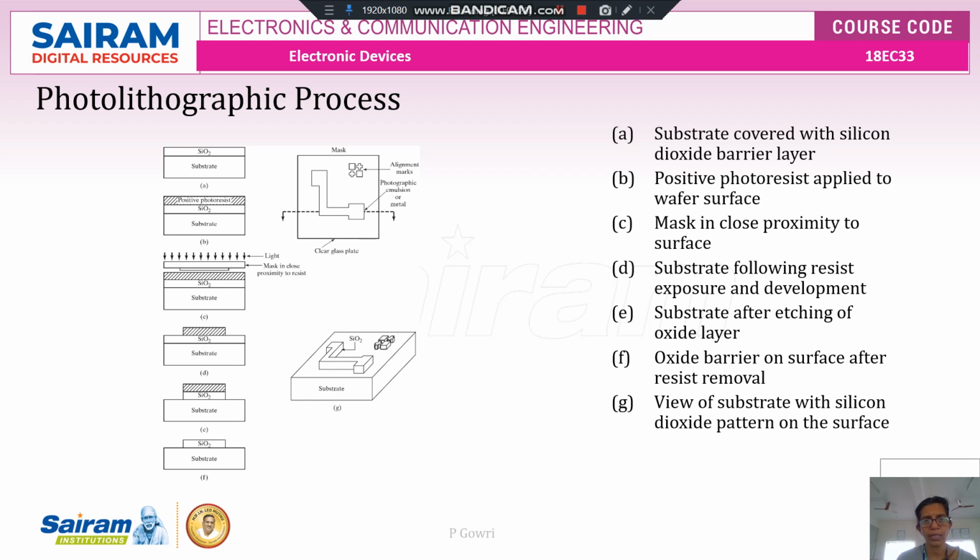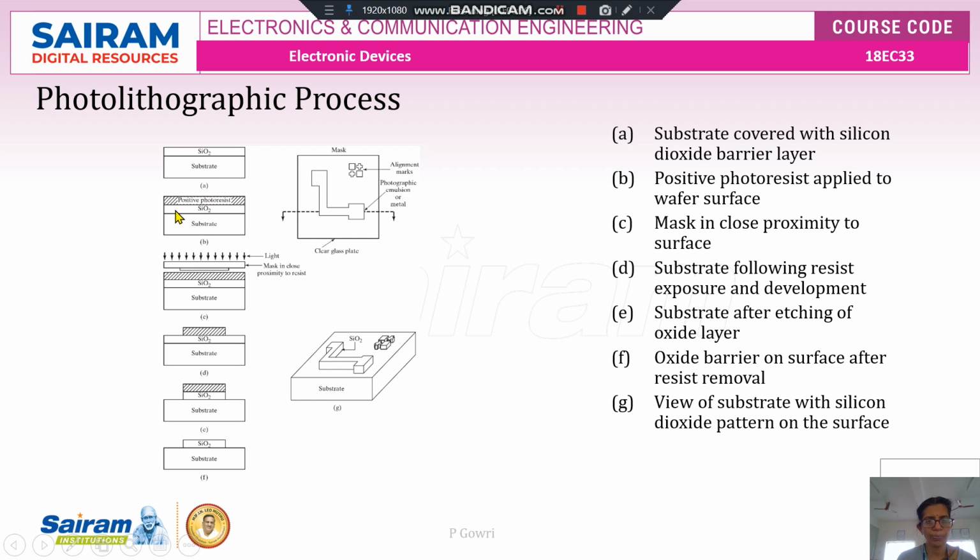It is a continuous process which involves many steps. Starting with the photolithographic process, the first step is to take a substrate. It can be either N type or P type based on the application. The substrate is coated with a silicon dioxide layer, which will act as an insulator. Now we have the substrate with silicon dioxide.